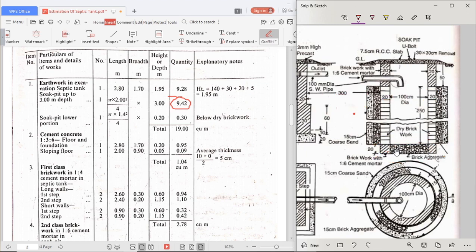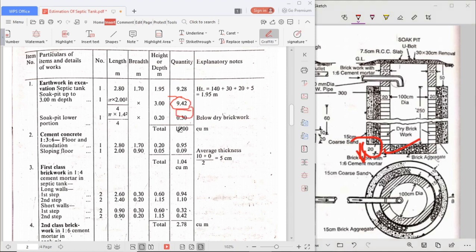So pi d square by 4. How much is the height of this? 20 centimeter given, so 0.2. We will get 0.3 for dry brickwork. So if we add it, we will get the total quantity for earthwork excavation, that is 19 cubic meter.